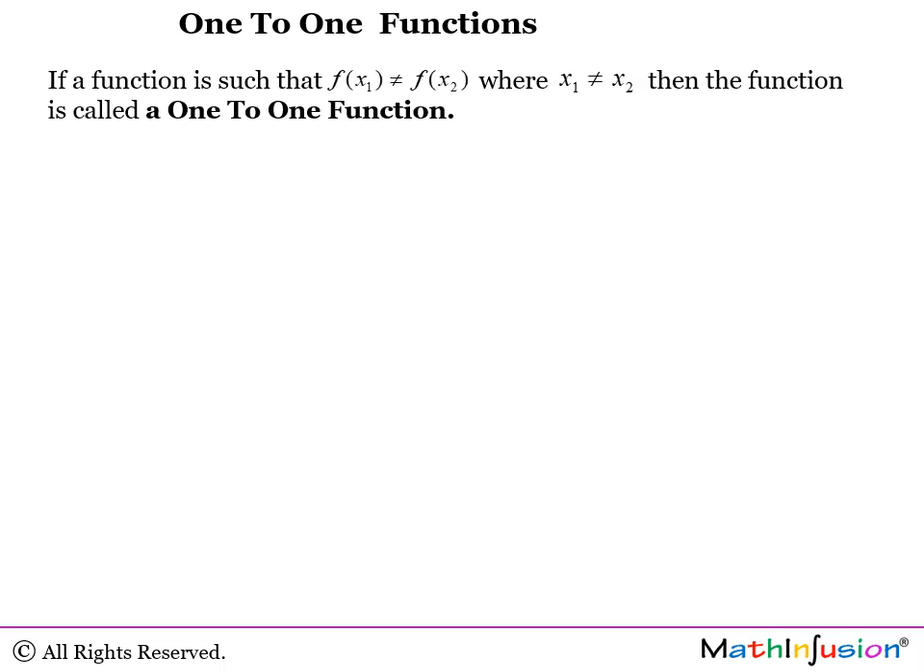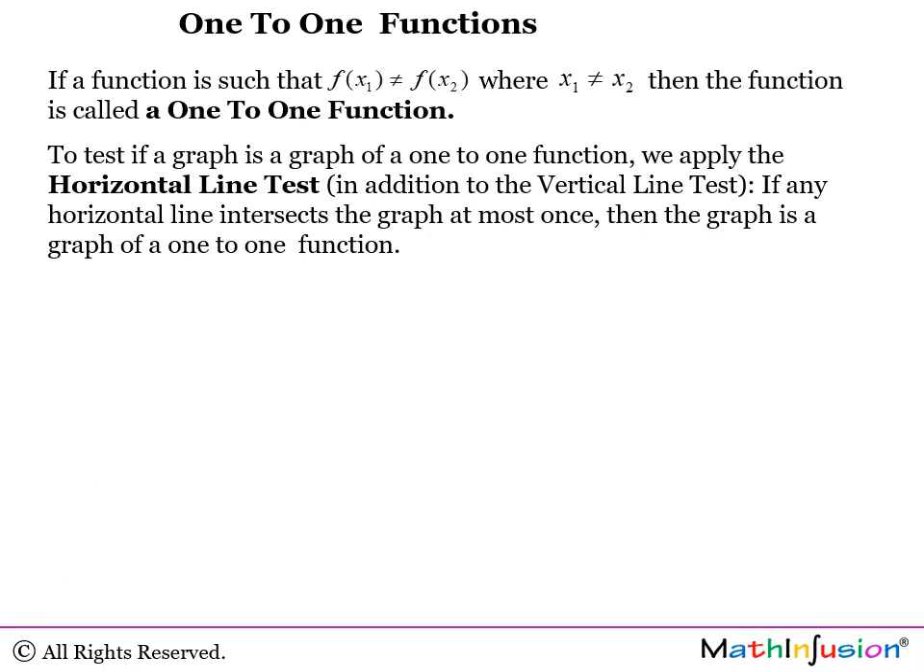One-to-one functions. If a function is such that f of x1 does not equal f of x2 whenever x1 does not equal x2, then the function is called a one-to-one function. To test if a graph is a graph of a one-to-one function, we apply the horizontal line test in addition to the vertical line test. If any horizontal line intersects the graph at most once, then the graph is a graph of a one-to-one function.